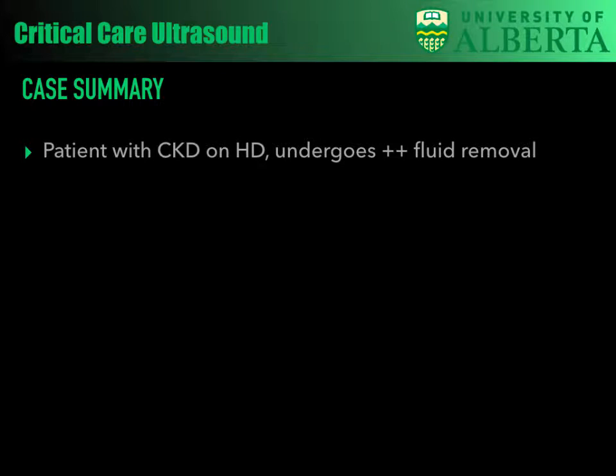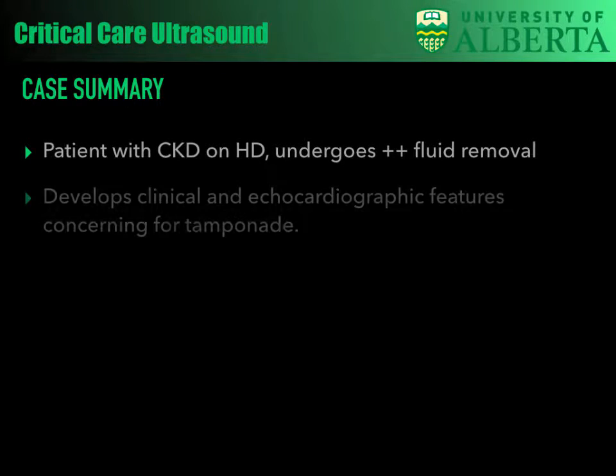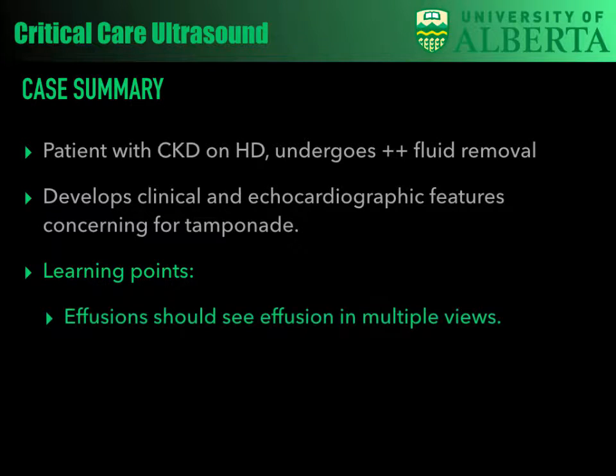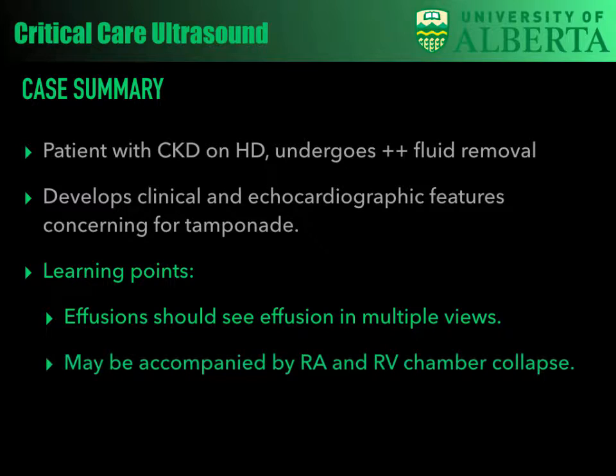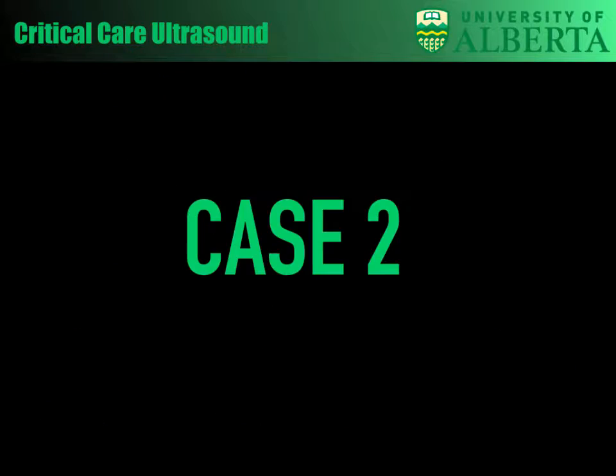So case summary: a patient with chronic kidney disease undergoes lots of fluid removal. They develop clinical and echocardiographic features of tamponade. So learning points: effusion should be seen in multiple views, and may be accompanied by RA and RV chamber collapse. IVC plethora is highly sensitive. So if you see a flat, collapsible IVC, the chance that they have tamponade is very, very low. It's not impossible, but it's very low.